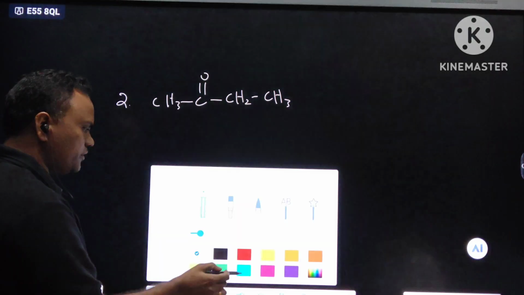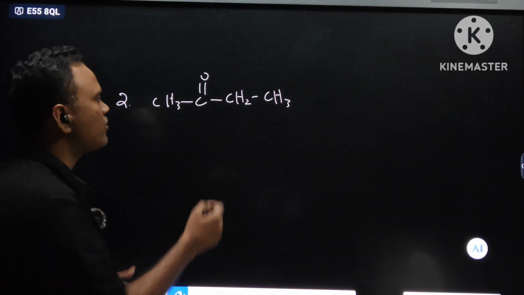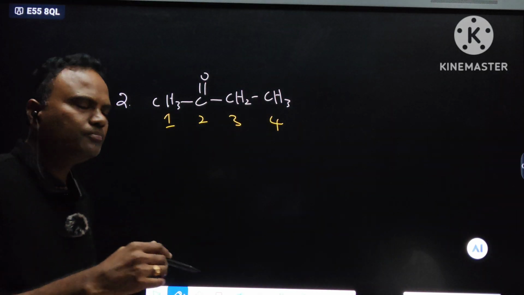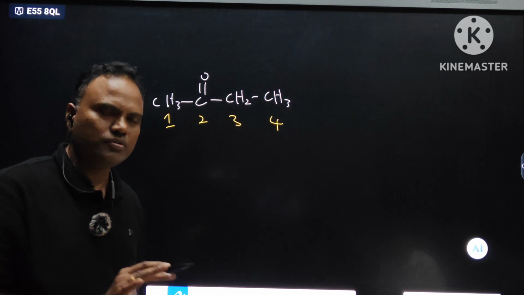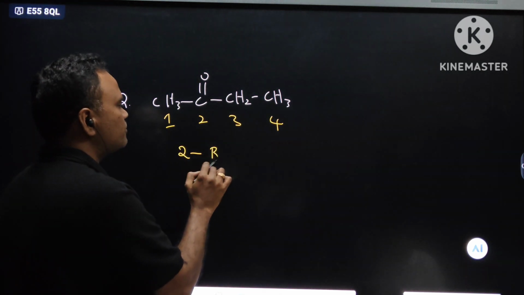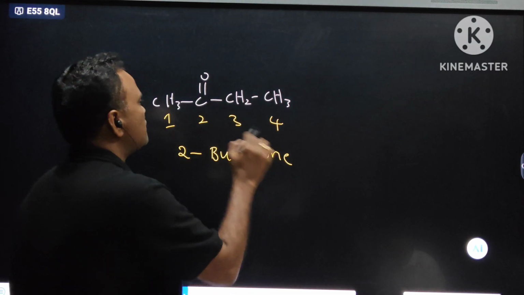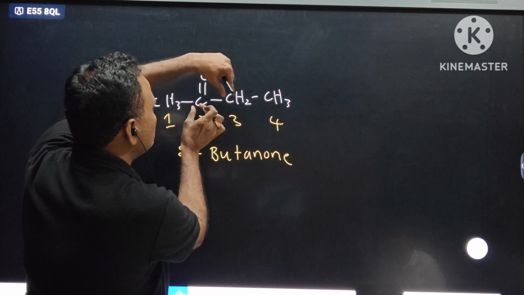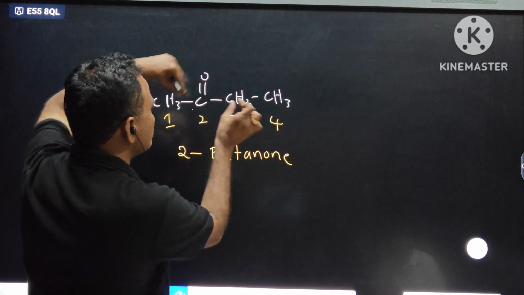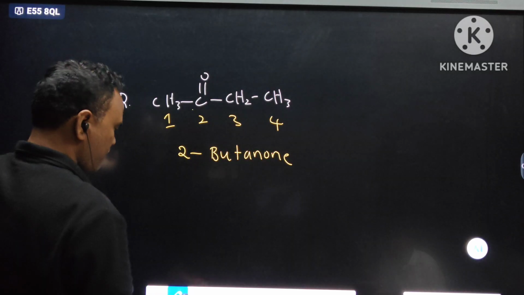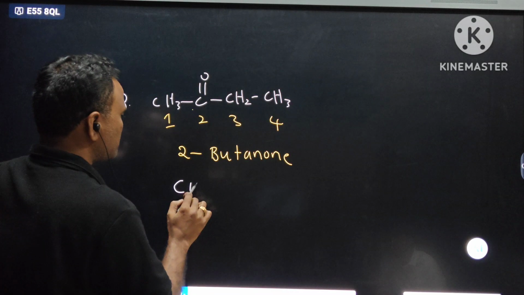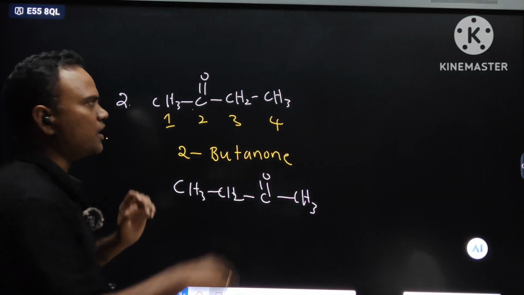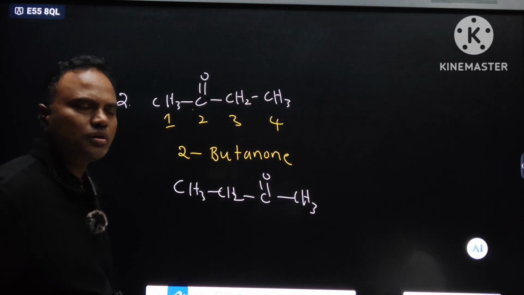Now I'll give you clarity why we do not give the numbering when 4 carbons or 3 carbons are present. 1, 2, 3, 4. Assume we can give the numbering. Just assume. Based on the numbering, 2-butanone, because C double bond O is at the second position. Now shift the C double bond O to this side and CH3 to this side. Just interchange. CH3, CH2, C double bond O, CH3. What we did, just we swapped.